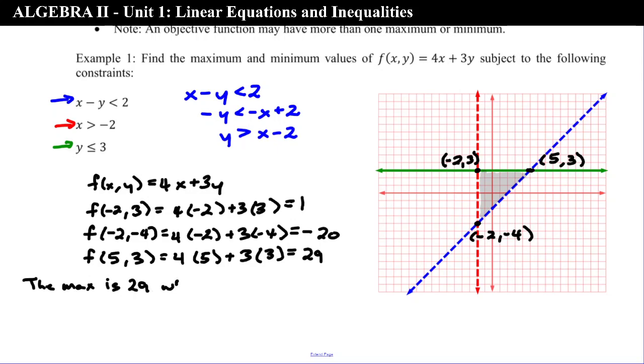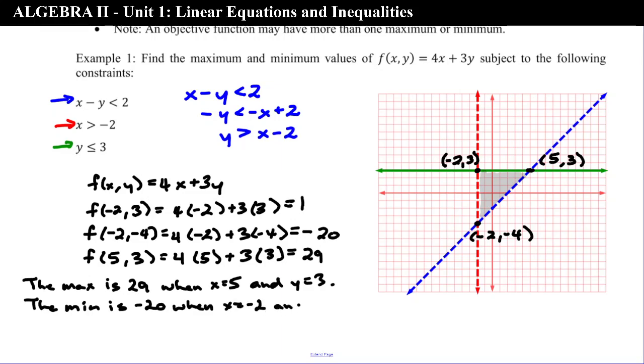when x equals 5 and y equals 3, and the min is negative 20 when x equals negative 2 and y equals negative 4.